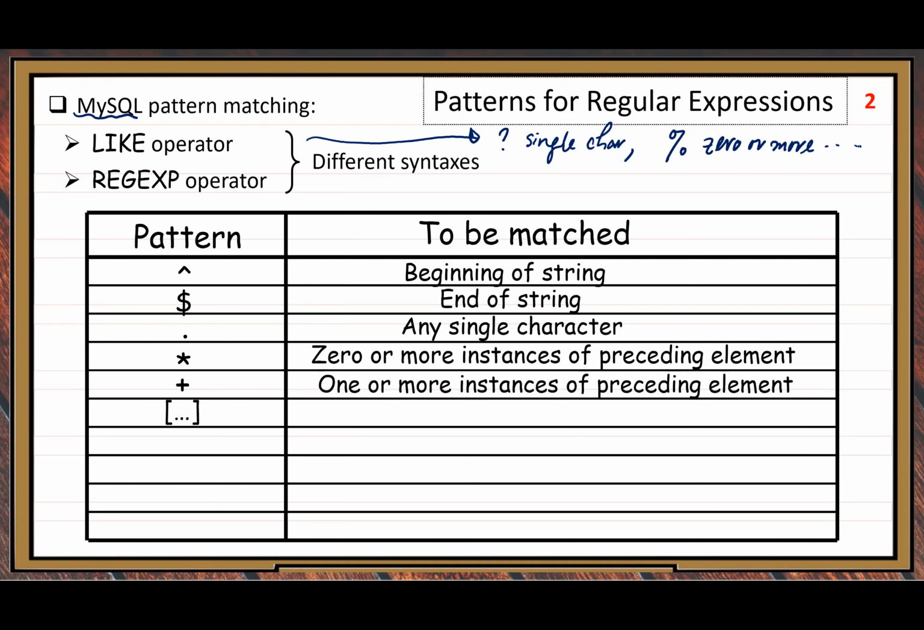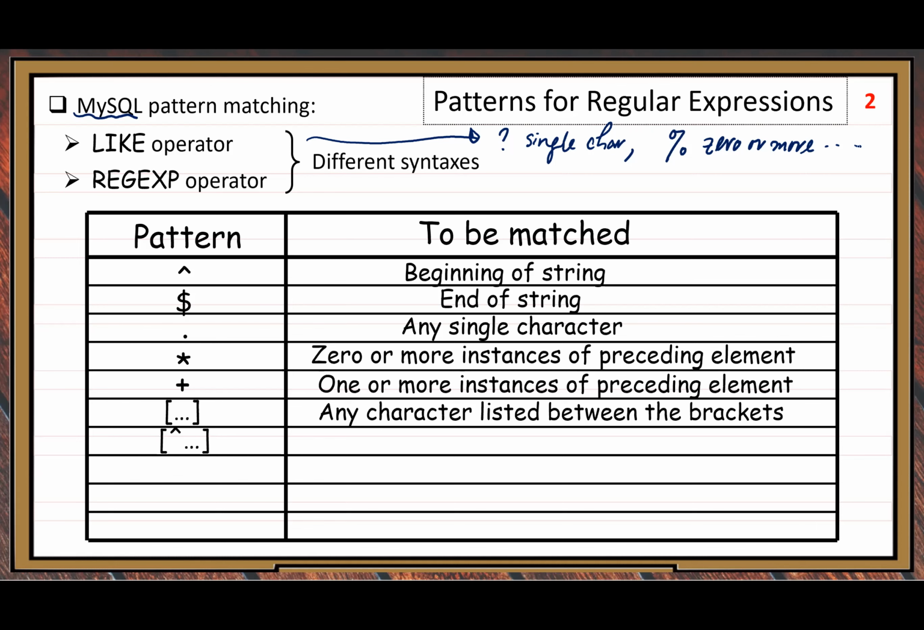Then the square brackets: use a pair of square brackets around a list of symbols. Any character listed between the brackets will be considered. Each character is one of the options. So we put multiple characters in these brackets, and each one is one of the options.